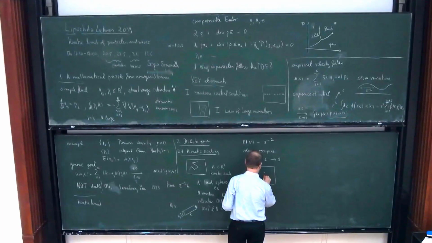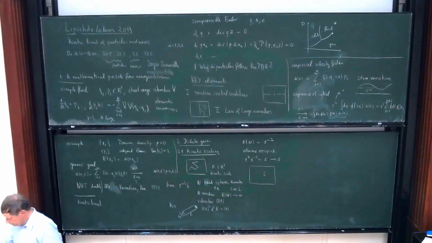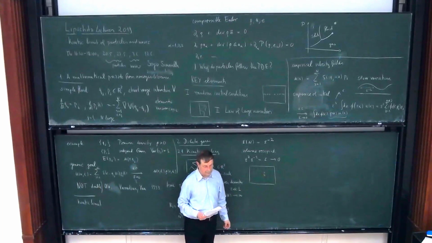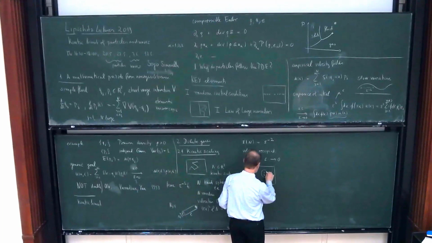And now I could ask myself, in this kinetic limit, what is the statistic of the particles very close to this macroscopic point? The way I want to do so is to put a little ball around this, so let me call this ball d lambda of x.